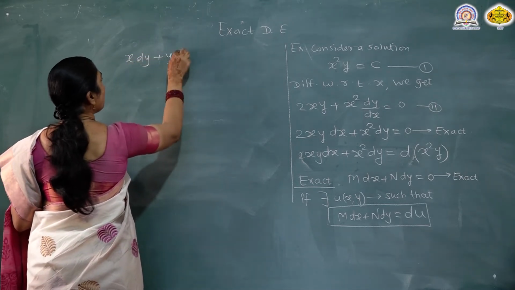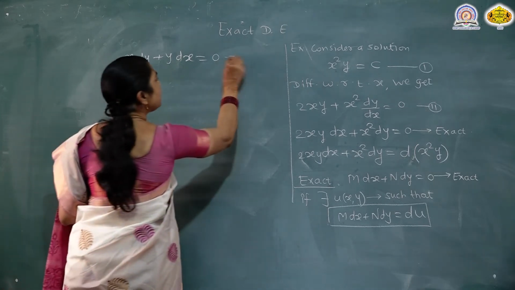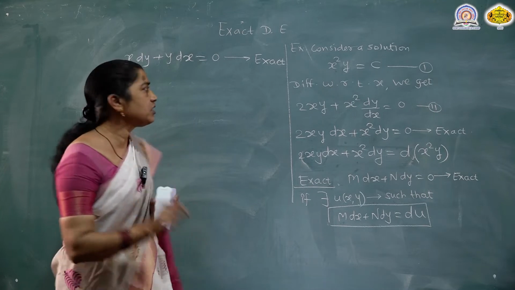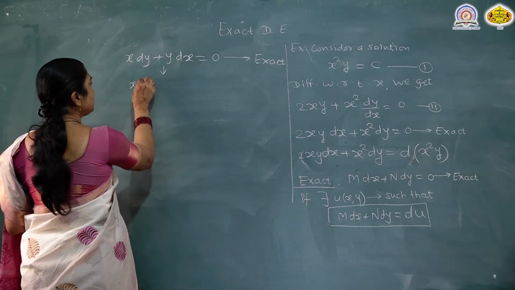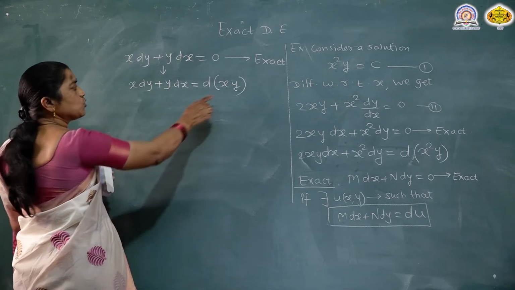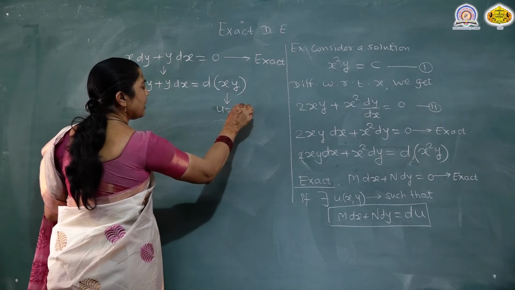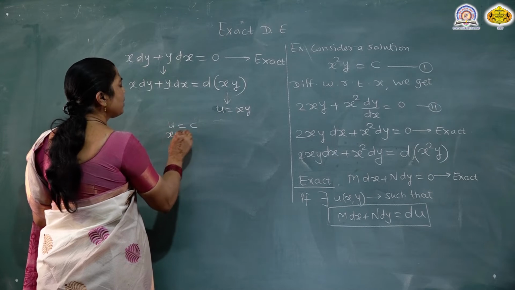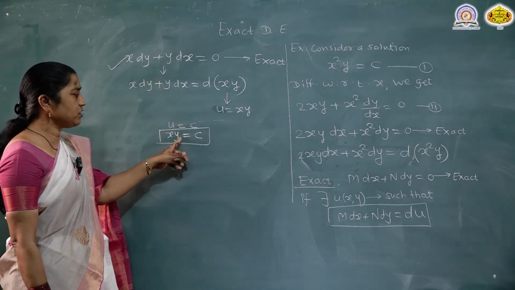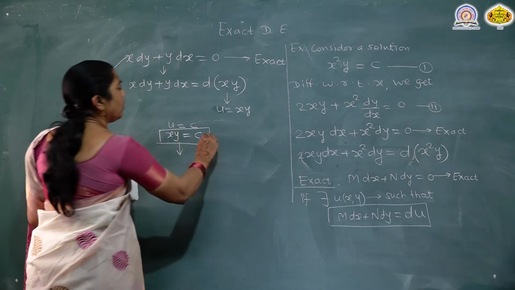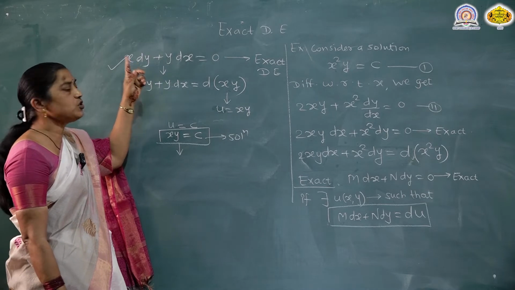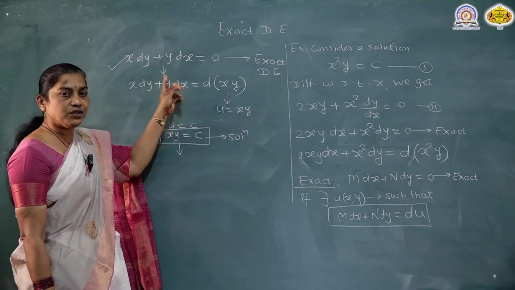For example, suppose we have the equation x dy plus y dx equal to 0. Then this equation is an exact differential equation. Why do we say that? The reason is that x dy plus y dx is nothing but the derivative of xy, d of xy. So, u is nothing but xy. That is, u equal to c, or xy equal to c, is the solution of this differential equation. If you differentiate this solution xy equal to c, we will get this differential equation. So, this differential equation is known as an exact differential equation.